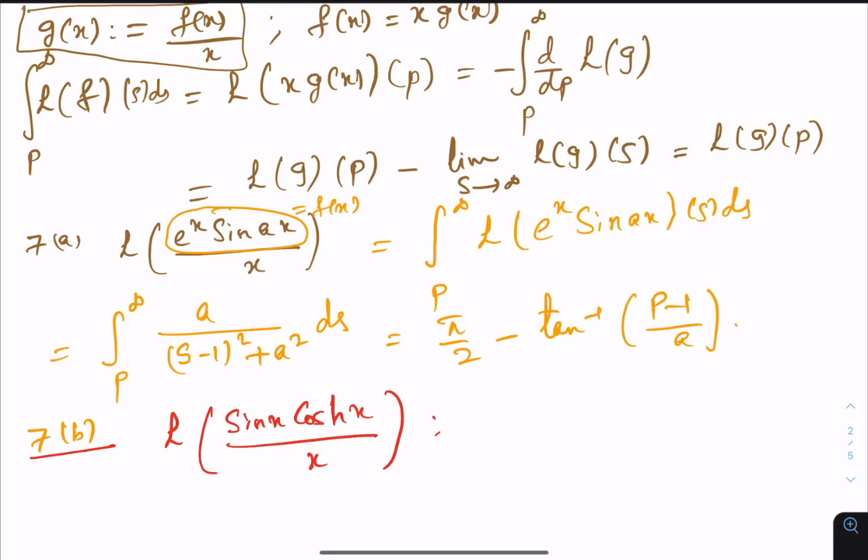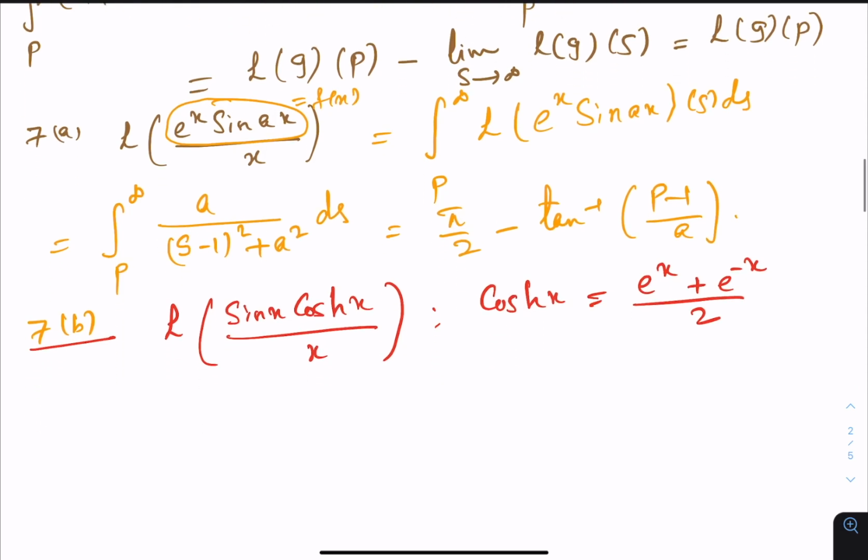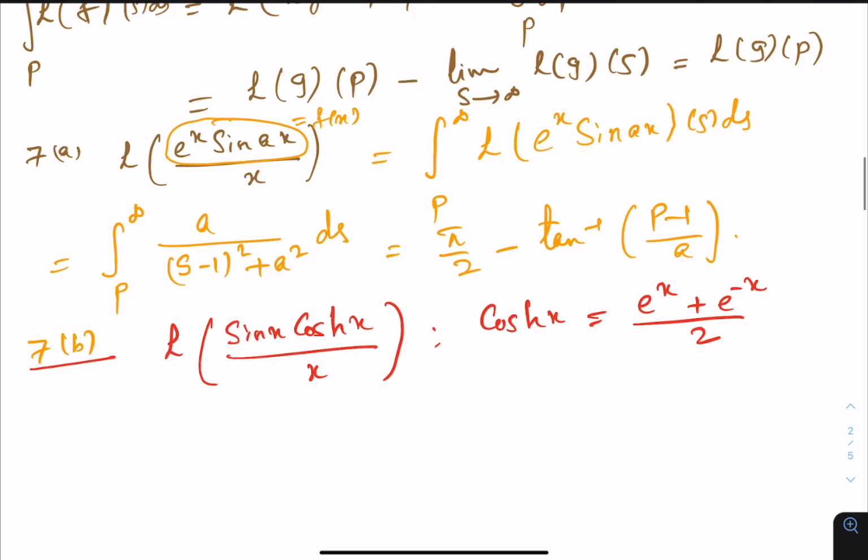So what we need to use is the information that cosh x is nothing but (e^x + e^(-x))/2. This is like the Euler's formula and complex numbers. The hyperbolic functions are the exponential plus the exponential of minus x, over 2. Okay, so if we use this, what is this Laplace transform?